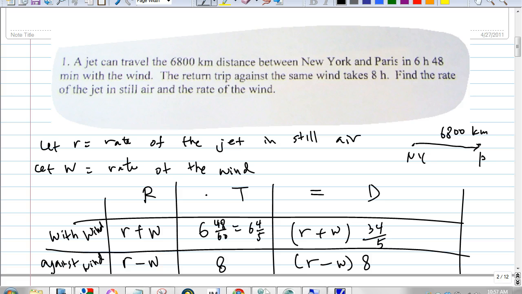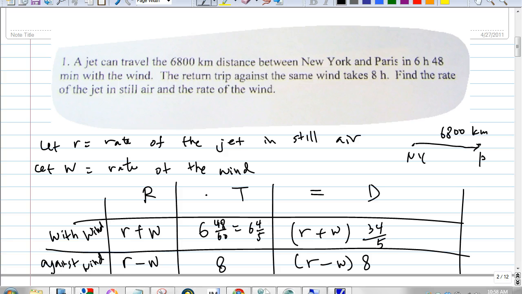Caleb, what do you think? Can have 6.8 times r plus w plus 8 times r minus w equals 2 times 6,800. Yeah, if you do that, then you have one equation with 2 variables. That's not going to help you. So we need 2 equations.